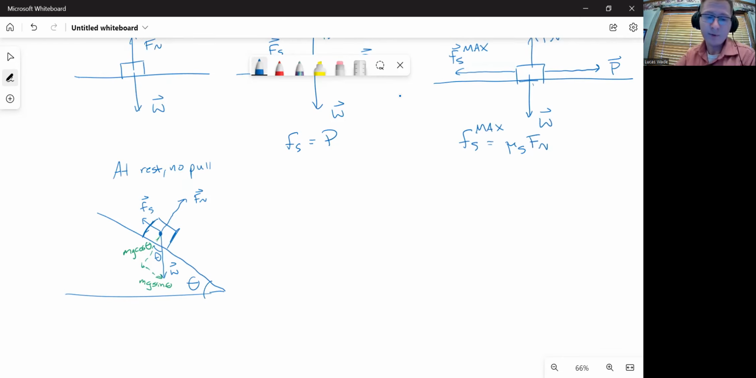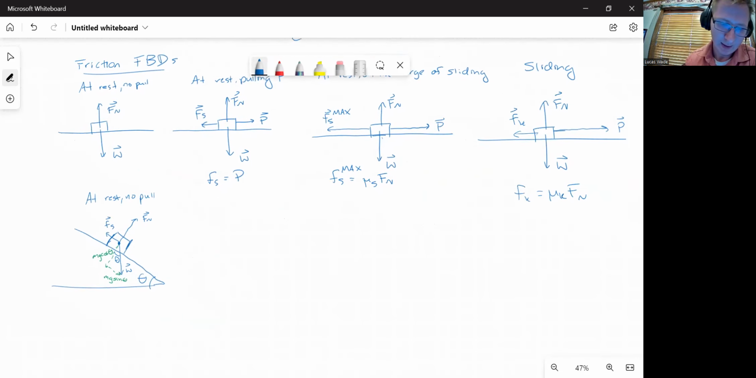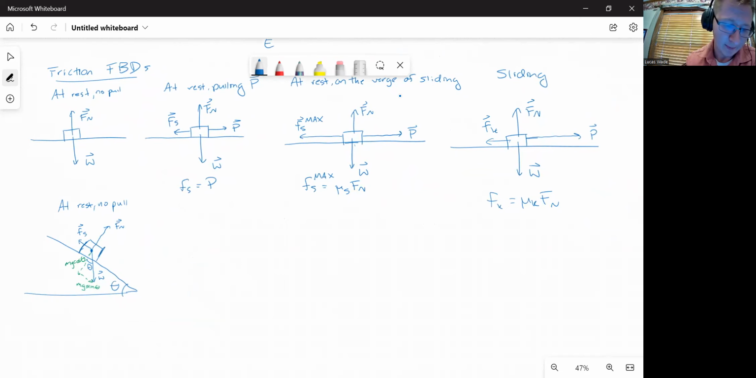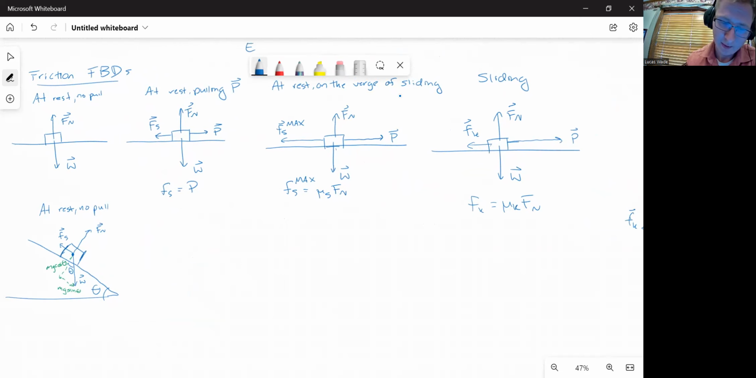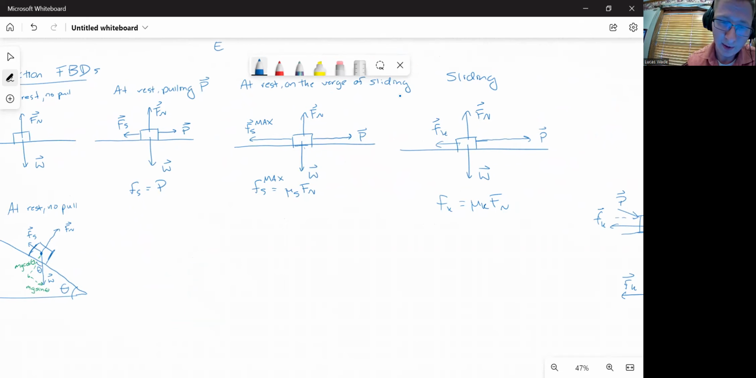And you can have heavier and heavier objects. So you're increasing that component of gravity acting down the ramp up to a point where you are dealing with the maximum static frictional force. So you could have something pulling and not exceeding that maximum static frictional force, but I'll just jump to the case where we are on the verge of sliding.